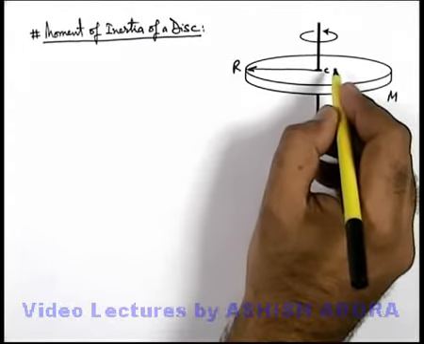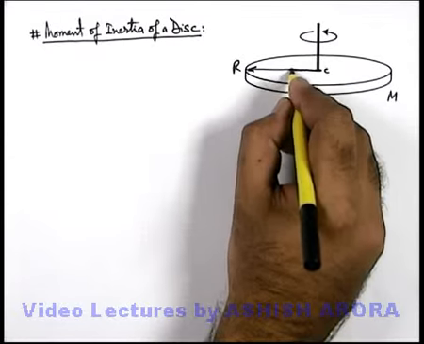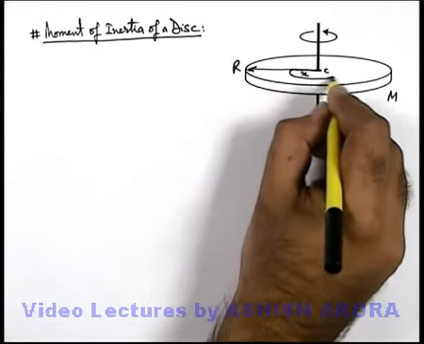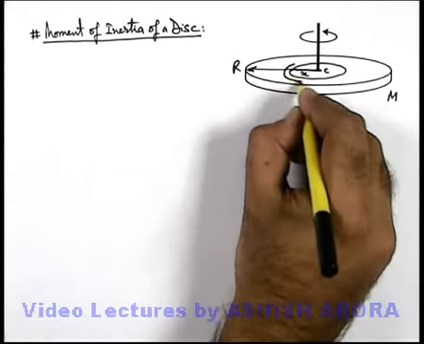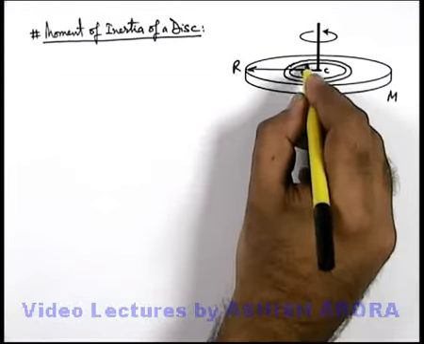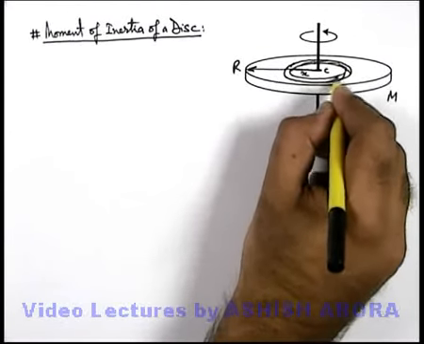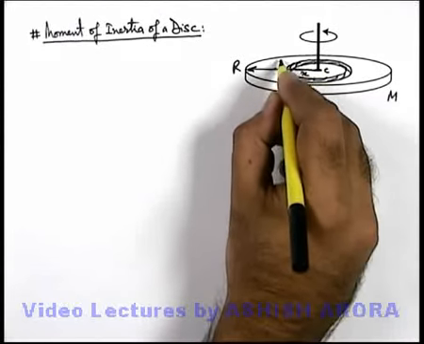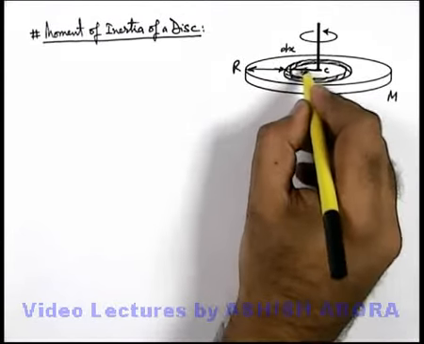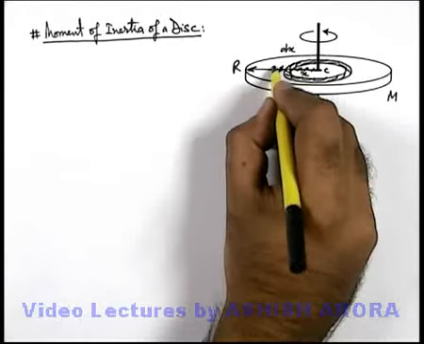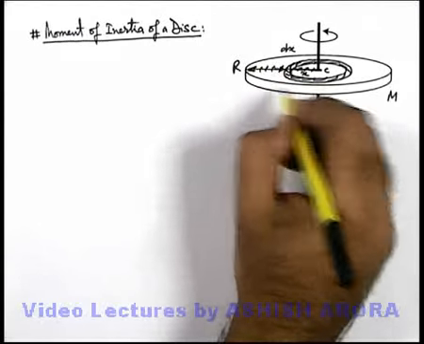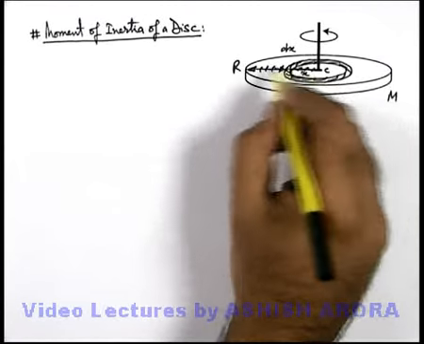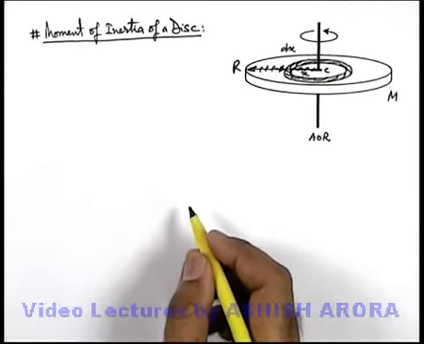Here, for a disk, we can consider small elemental rings which are of radius x and width dx, like this. So if we consider such elemental rings of radius x and width dx, several such rings integrated from the center to the circumference of the disk will give us the whole disk.